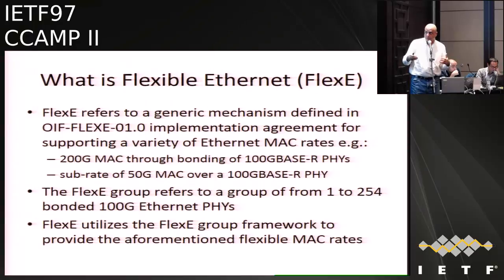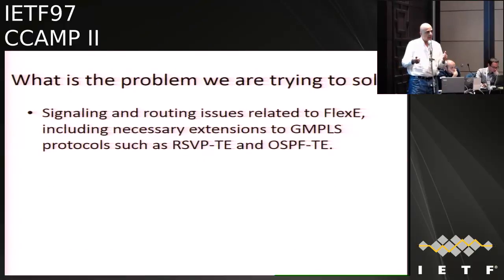There is a very elaborate mechanism defined in the OIF framework, and some description is also given in the draft, on how the clients are distributed or load balanced among the group. So this is just brief info on that. What is the problem we are solving? We are looking at the routing and signaling extensions for GMPLS to support Flexi use cases.